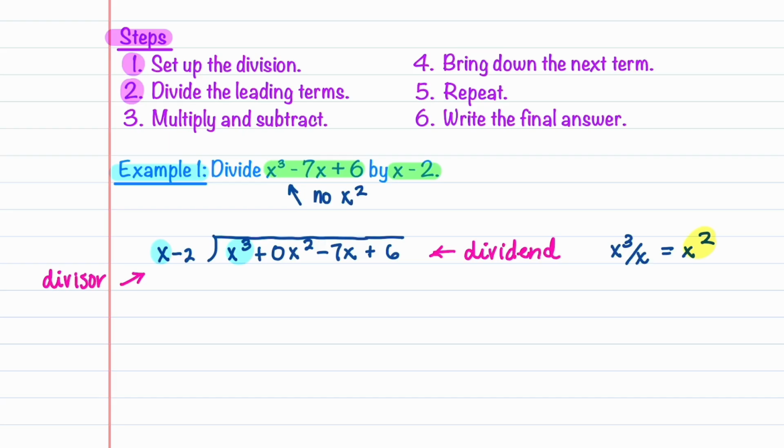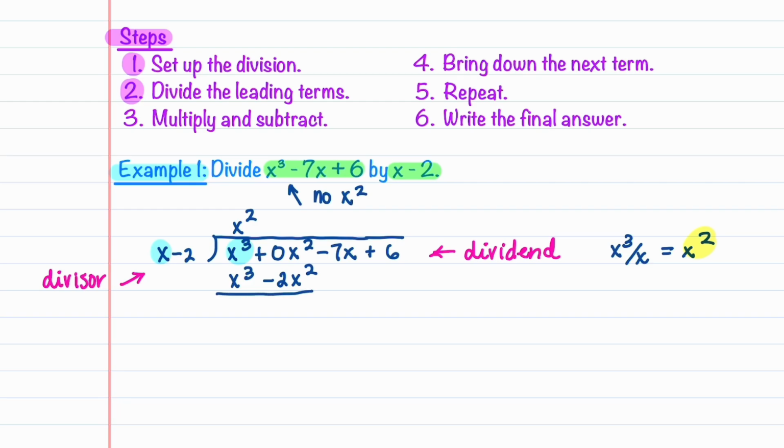If we multiply x times x squared, we're going to get x cubed. So we're going to put an x squared here, and we're going to multiply x by it, and we get x cubed. Now we have to multiply minus 2 by that as well. So we get minus 2x squared. Now we're going to subtract.